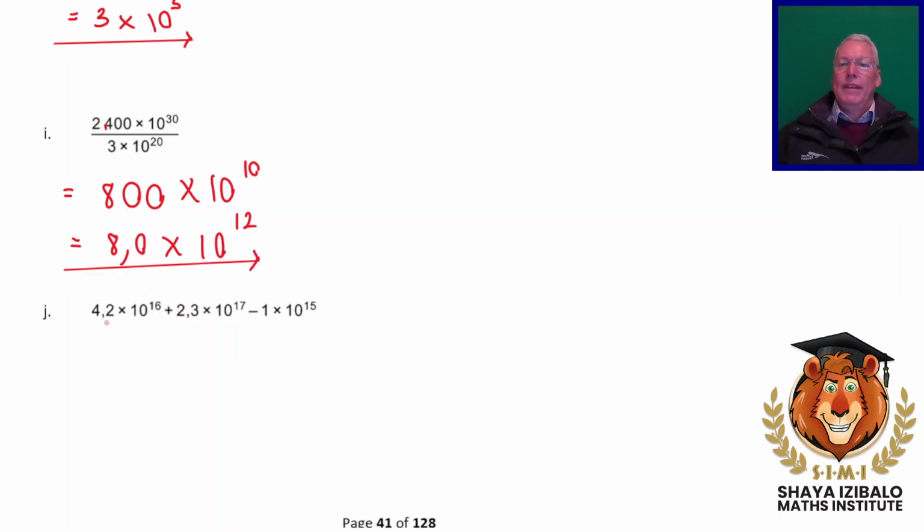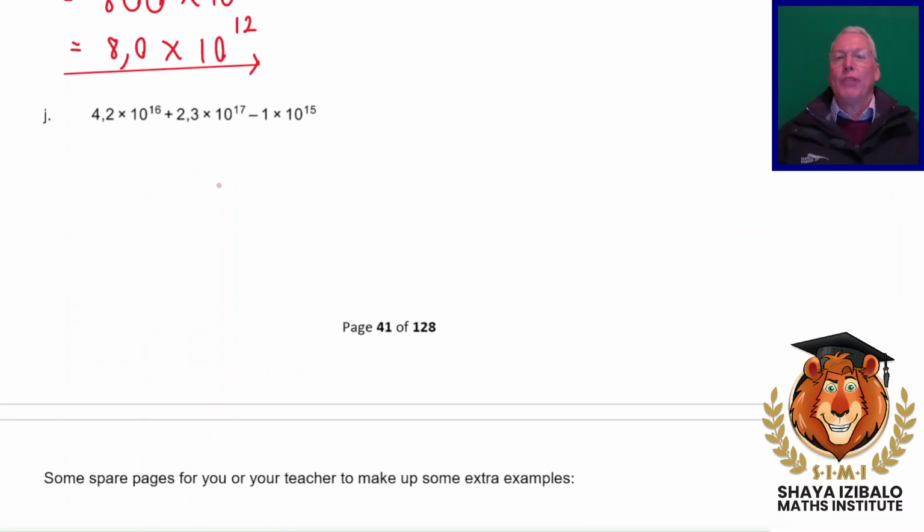Okay, the next one is addition and subtraction. Now, all three of these are different types of things. These are 10 to the 16s. These are 10 to the 17s. And these are 10 to the 15s. Before we can do any addition or subtraction, we need to get to the same type of things. Okay, now, given that 16 is between 17 and 15, let's leave these ones as 10 to the 16s.